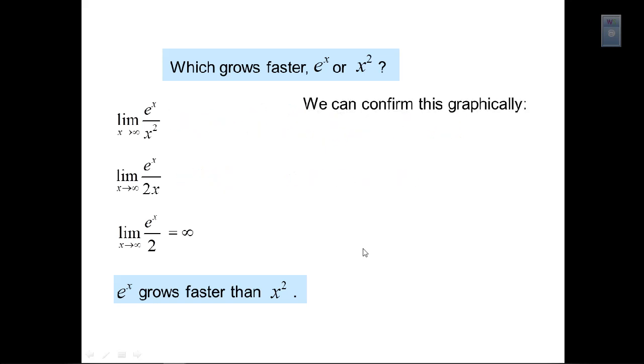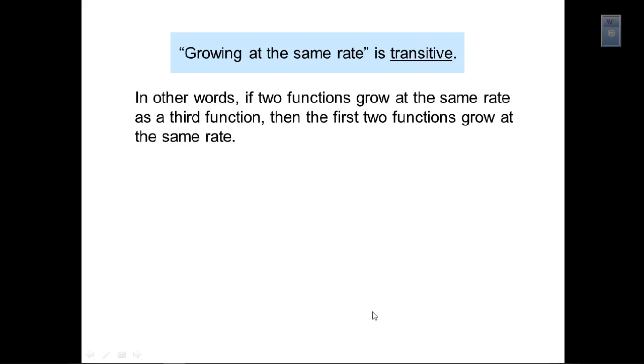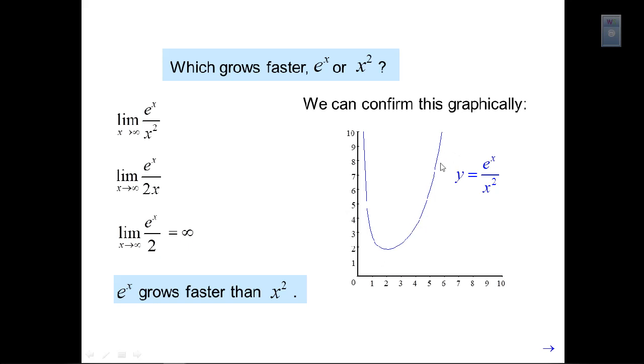Now, we can, of course, confirm this graphically by looking at the graph. If we graph e to the x over x squared, notice what happens when we go out this direction. It's going up and then going to infinity. It's not actually going to approach a certain value. So e to the x is going to take control of this value and go off to infinity.